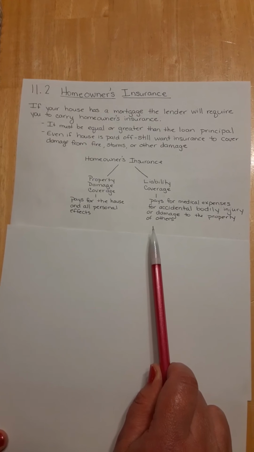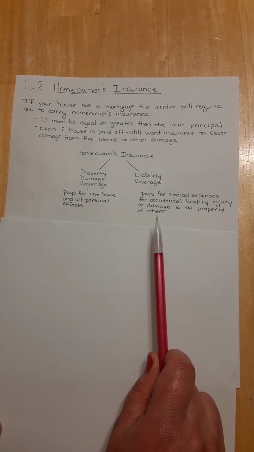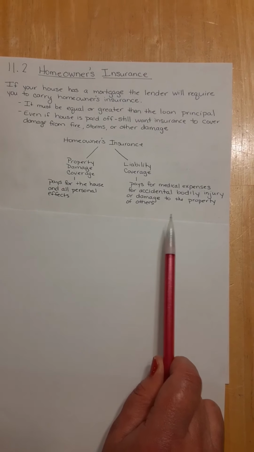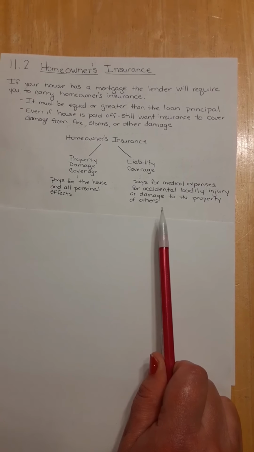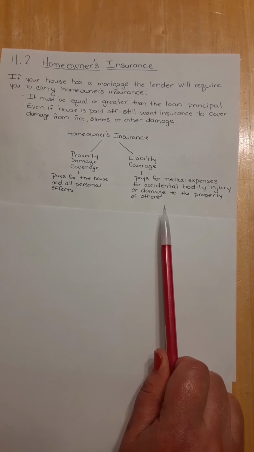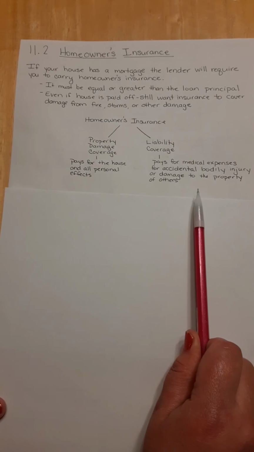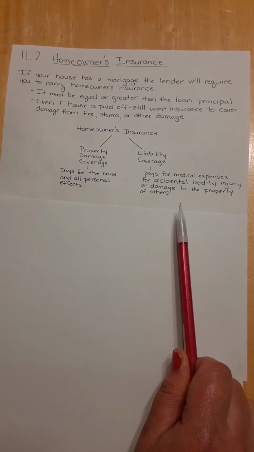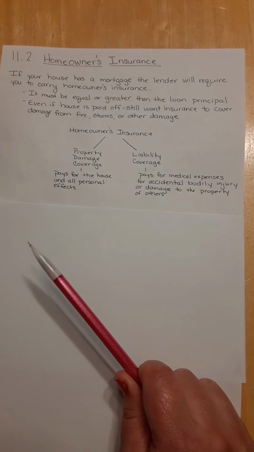The other type of coverage we have with homeowners is our liability coverage, and the liability covers any medical expenses that might happen. Let's say you fall down the steps in your house, it would pay for that. Or if you have people over and they slip and fall on your icy porch, this insurance covers that. So it's damage that might happen to somebody's property, like their car if they're visiting your place and a tree falls on it. This is the coverage that would cover that instance.